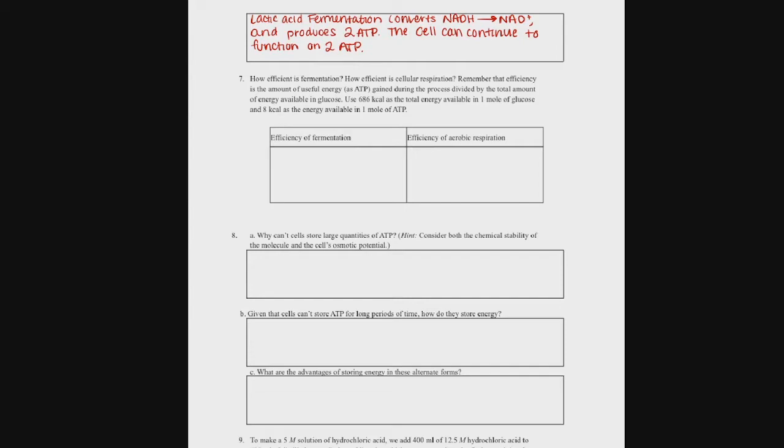So the main message is that if there's no ATP, of course, the cell dies and there's no function. And fermentation can regenerate NAD+, and also can provide a small amount of energy for that cell to keep going.